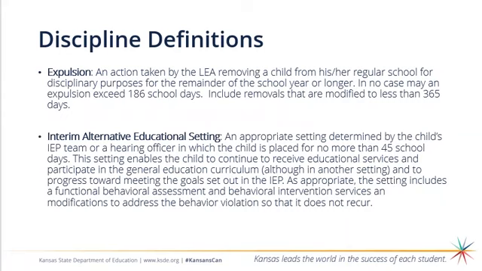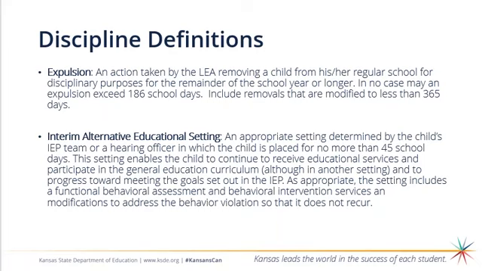The next definition is expulsion. Expulsion is an action taken by the local education agency to remove a child from his or her regular school for disciplinary purposes for the remainder of the school year or longer. In no case may an expulsion exceed 186 school days. Please include removals that are modified to less than 365 days.